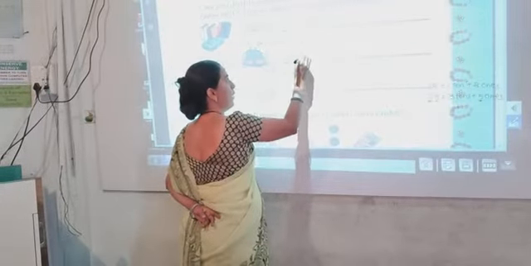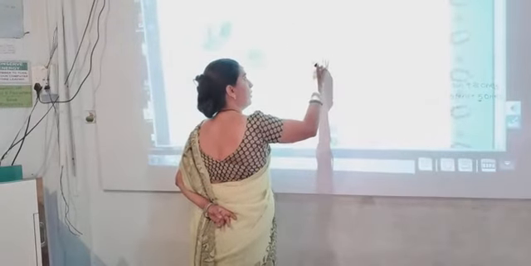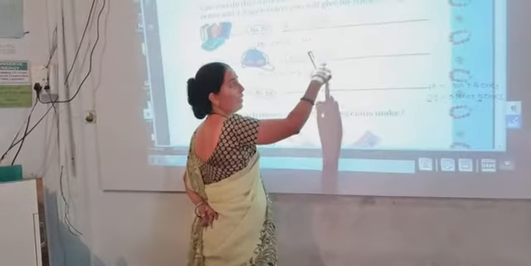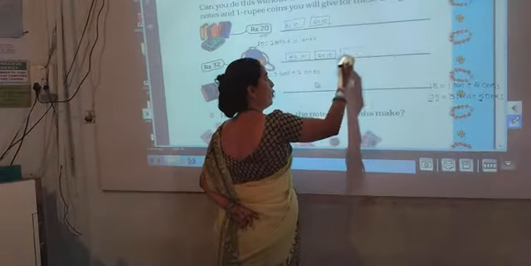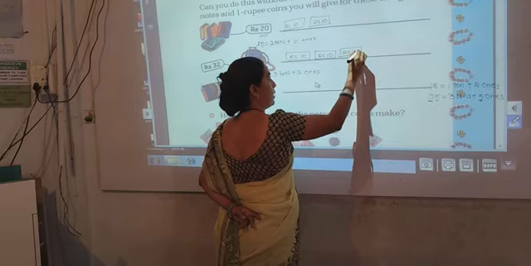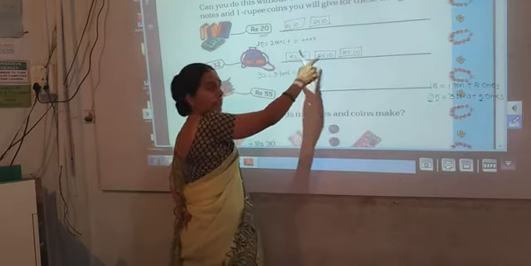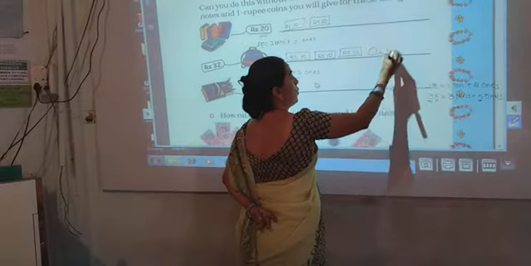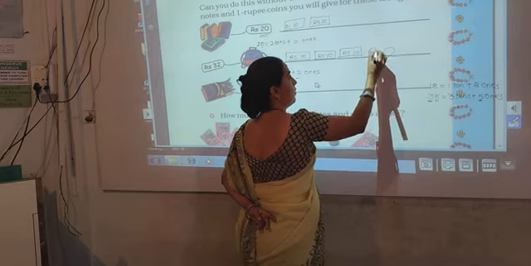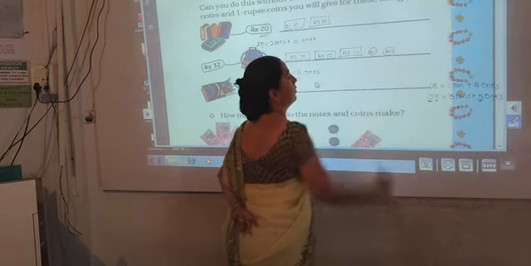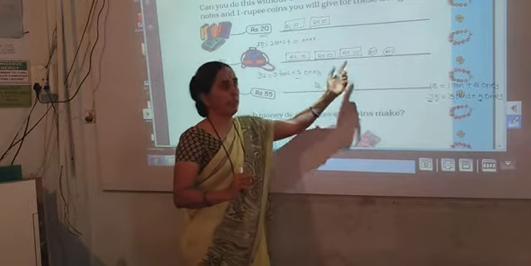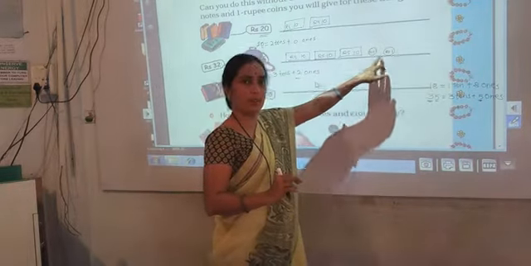How many notes of 10 rupees? 3. 1. This is the second note of 10 rupees. 10 plus 10, 20. Now again one note we want. Now it has become 30. 10, 20, 30. And how many coins of 1 rupee do we have to give? We have to give 2 coins of rupees 1. Now it has become rupees 32. 10, 20, 30, 31 and 32.